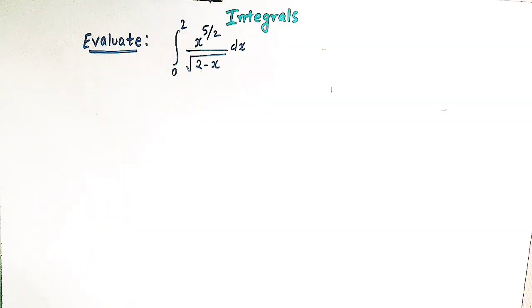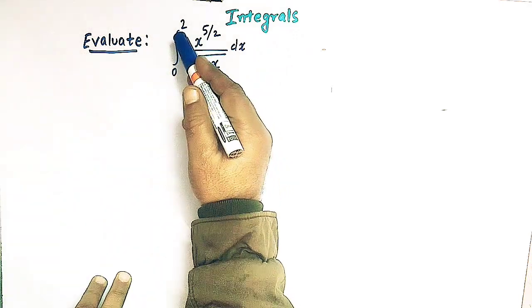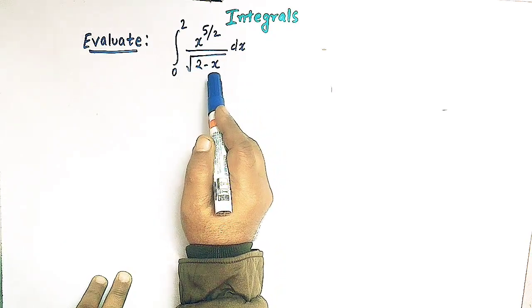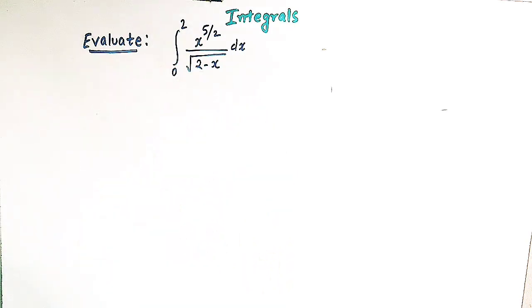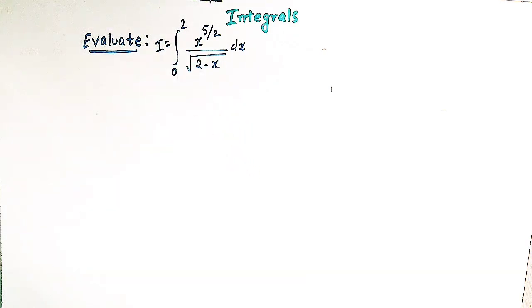Hello viewers, in today's session we have another important and interesting problem from beta gamma functions, and here we are going to evaluate this integral from 0 to 2 of x raised to 5 over 2 divided by square root of 2 minus x dx with the help of some concepts from beta and gamma functions, right? So let us start. So let us first take this integral as I, right?